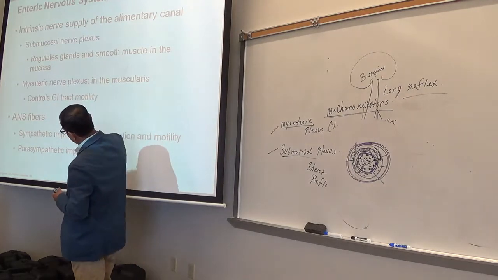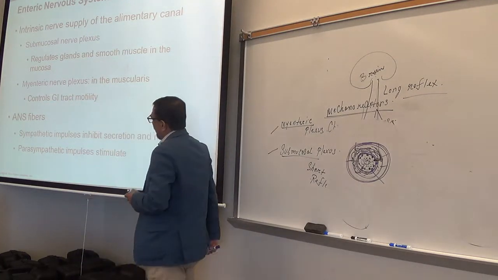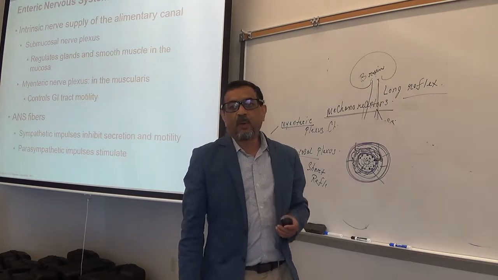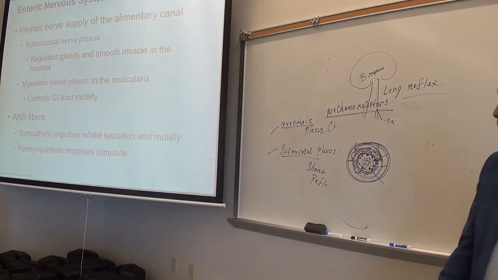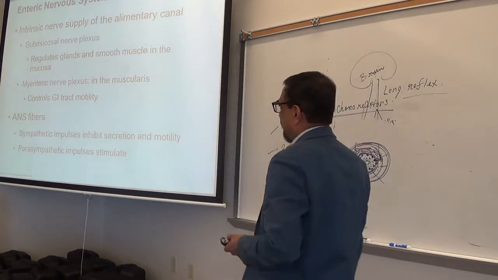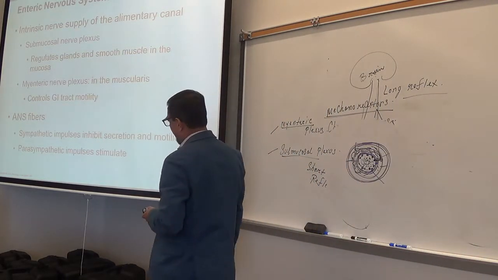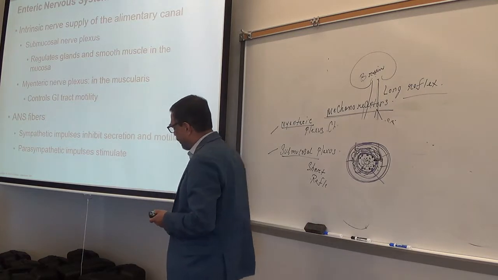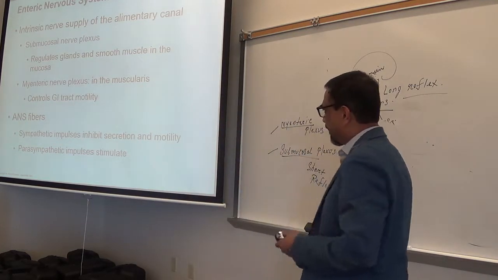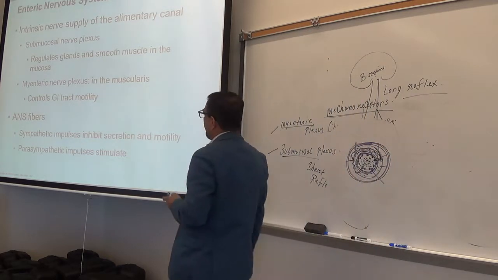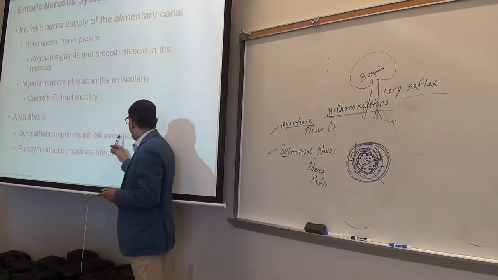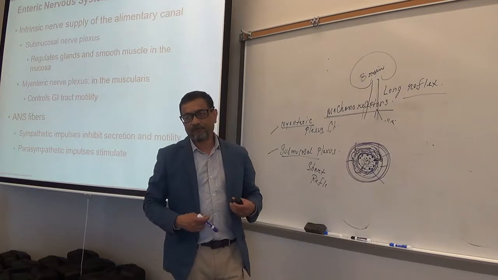those two plexuses. Now, the nerve fibers in the wall of GI tract is autonomic nervous system, sympathetic and parasympathetic. You know already, those are two divisions of autonomic nervous system. Sympathetic stimulation, this is important here, inhibit secretion and motility.